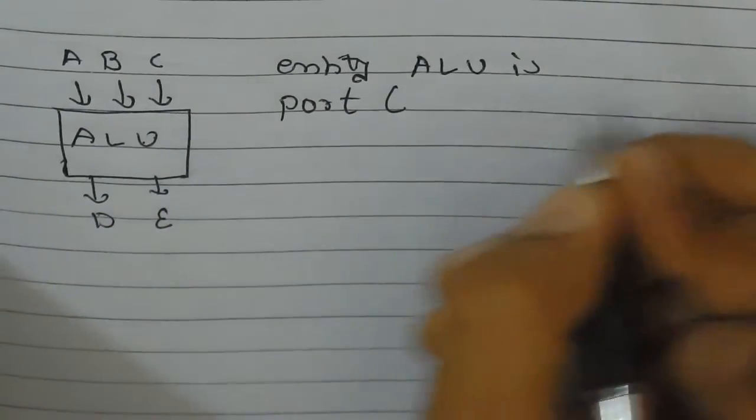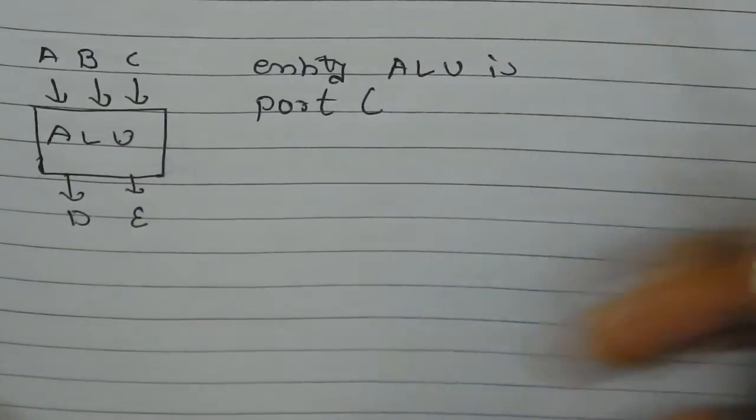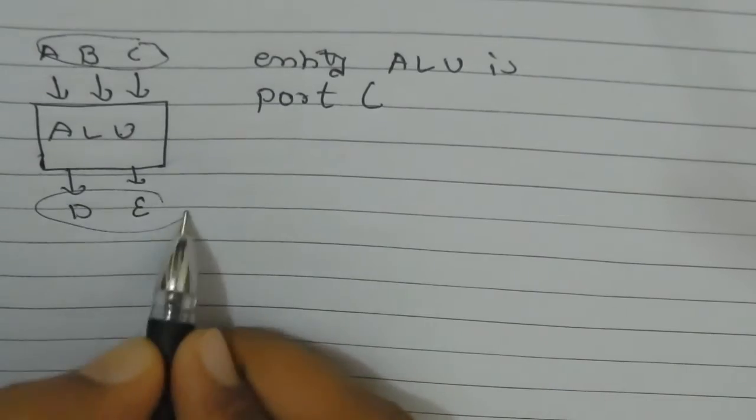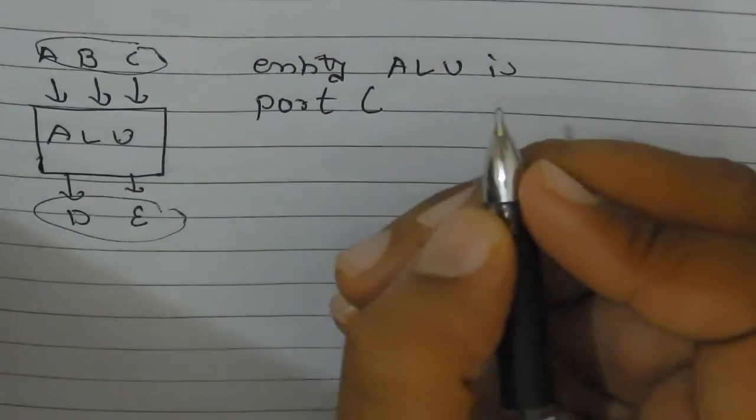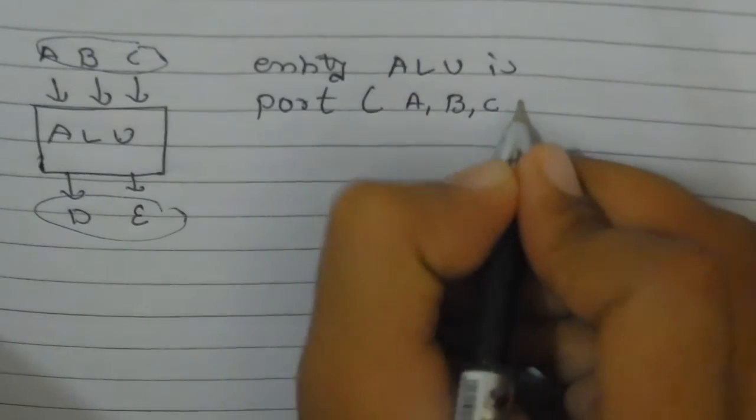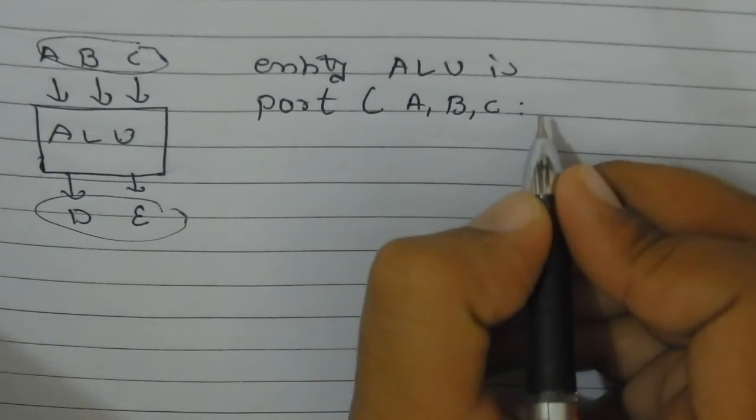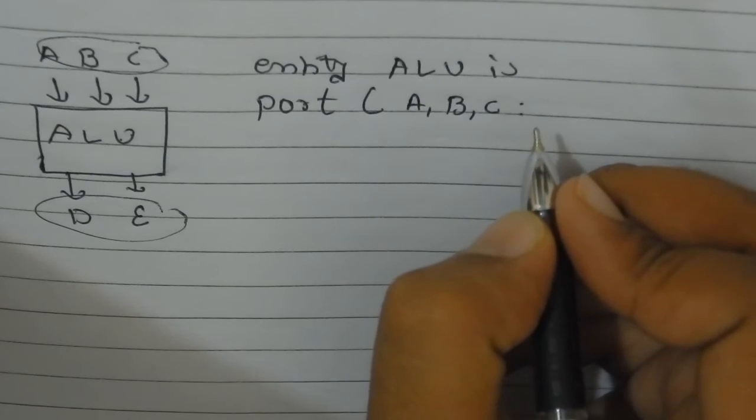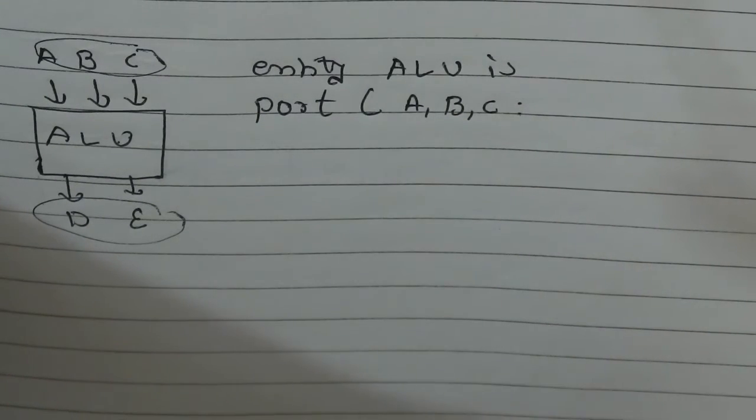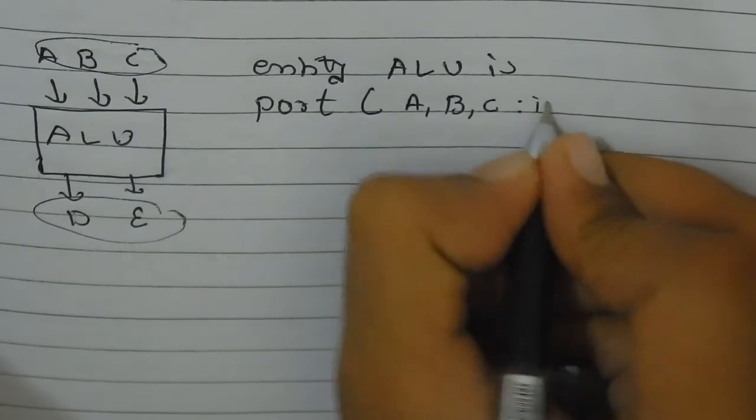After this, you will have to declare the input and the output ports. Since A, B and C are the input ports and D and E are the output ports, first we are declaring the input ports, that is A, B and C. This is followed by a colon. After that, the port mode. The port mode is either input or output. So A, B and C are input ports.